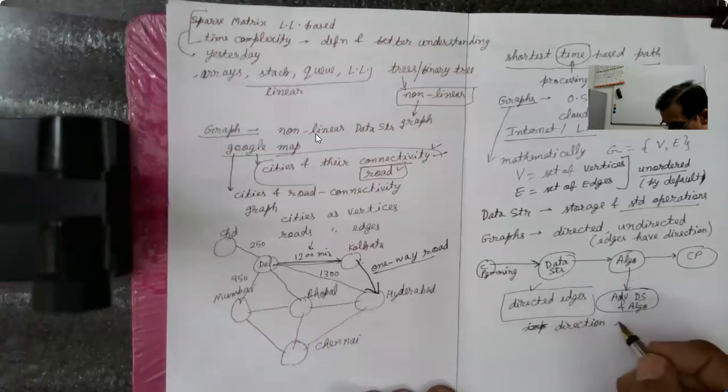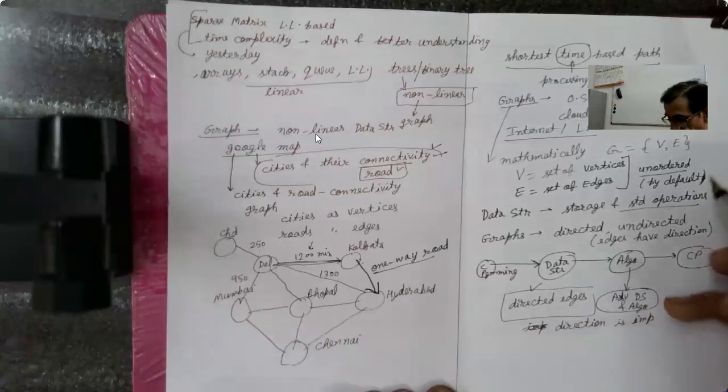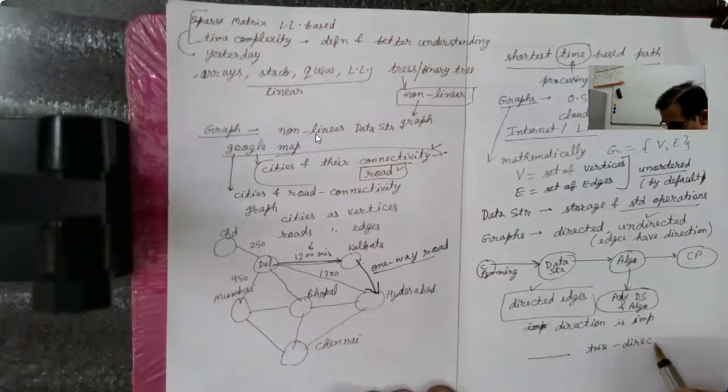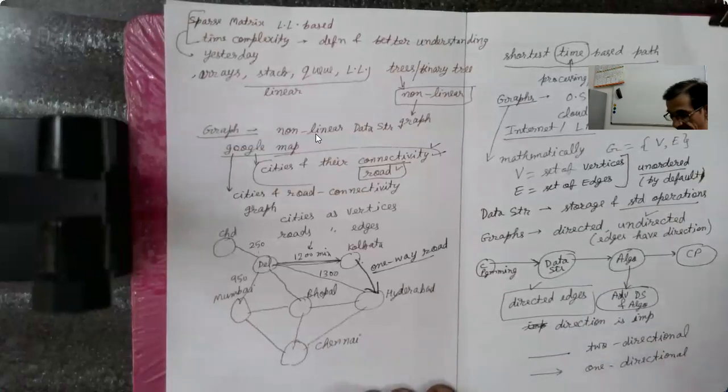If direction is important, then we will store that information. Otherwise, it will be an undirected graph. A normal undirected connection is both way or two directional, otherwise it will be one directional. So that is the directed versus undirected graph.